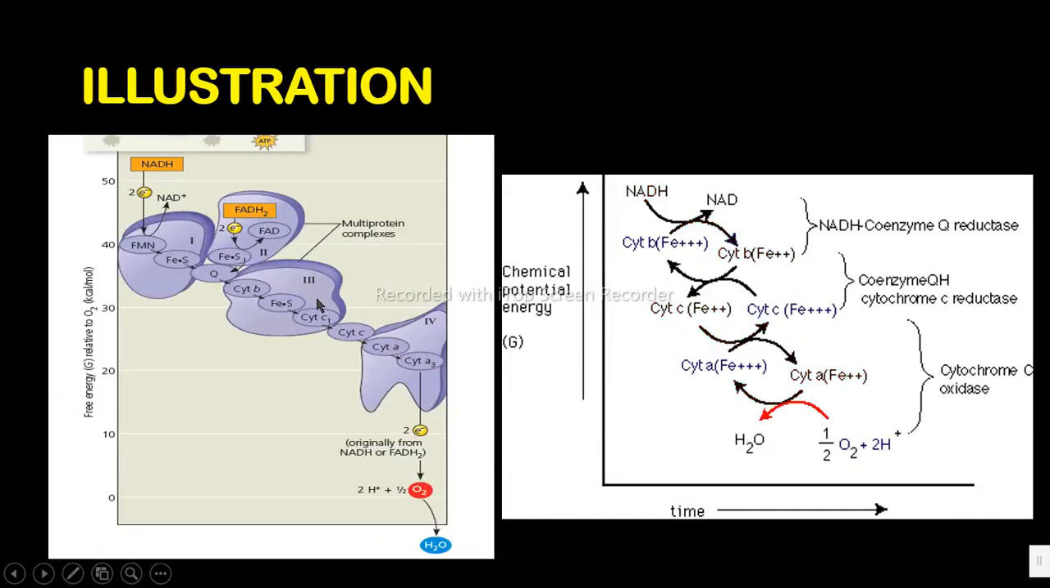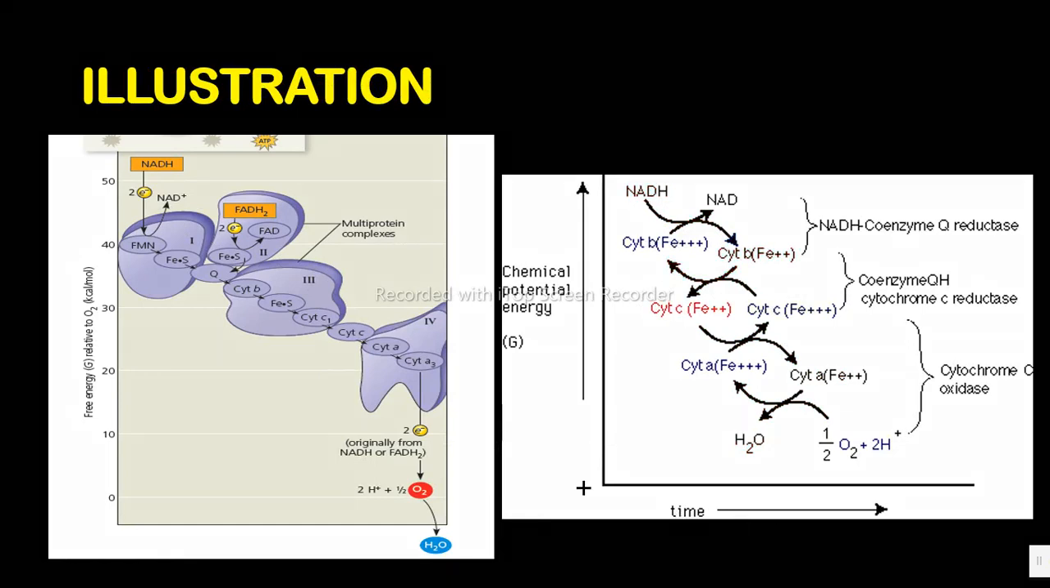So that's basically what we are talking about. This is our first protein complex, complex 1, and then this is the second protein complex, and then this is the third protein complex, and finally the cytochrome oxidase, the fourth protein complex, and the oxygen being an electron acceptor, the final electron acceptor.